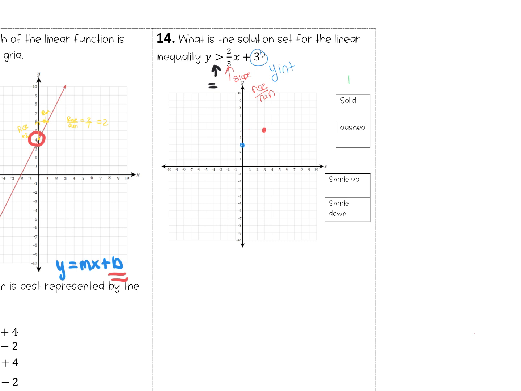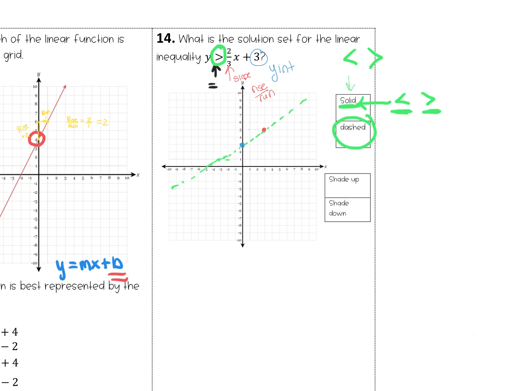So I need to pick right here, solid or dotted. When I pick solid or dotted, I have to look right here. If it's a less than or a greater than sign, it will always be dashed. To make it a solid line, it has to be the less than with the line or the greater than with the line. So it's less than or equal to, greater than or equal to. If there's a line here, then you want the solid line here. So now we know the computer is going to graph a dotted line.